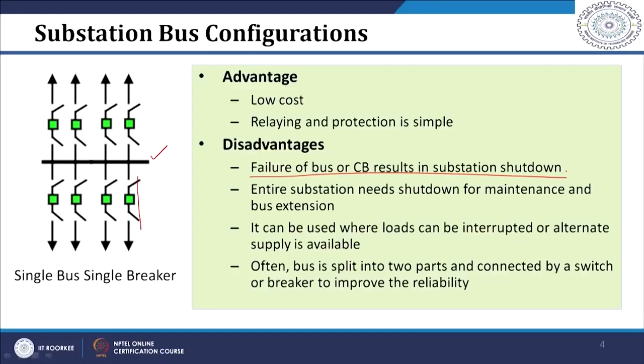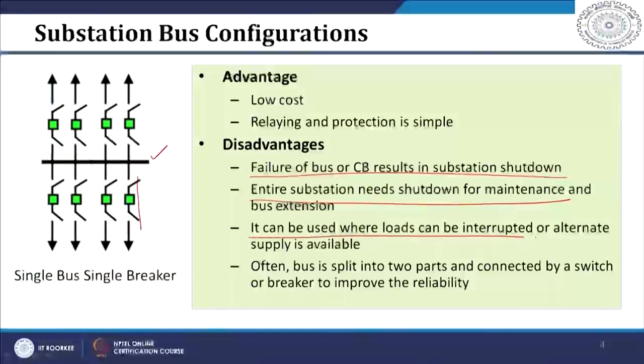So if you want to do the maintenance or extension of this bus, extension means if you want to connect some more lines to this particular bus, you need to shut down the whole substation. So this is again one more disadvantage of this particular layout. It can be used where loads can be interrupted. Since the reliability is low, this can be used wherever loads can be interrupted without any disturbance. Then this kind of substation can be used whenever there is some kind of alternate arrangement available for different loads, then also this substation configuration can be chosen.